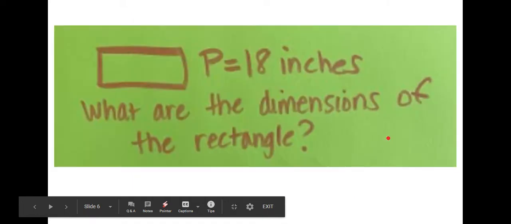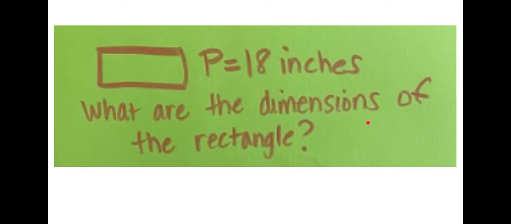All right, so let's do one more. Okay, so if we know perimeter is the distance around, what if I had a perimeter that was 18 inches? What could be the dimensions of this rectangle? What could be the length, the number that goes with the length, or the dimension for the width? Take a minute to think, and go ahead and pause if you need time.